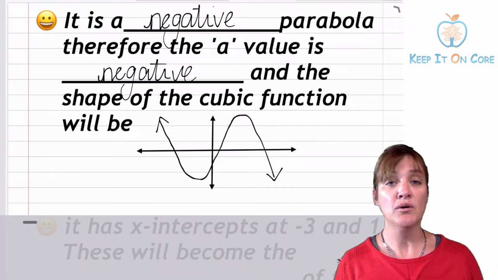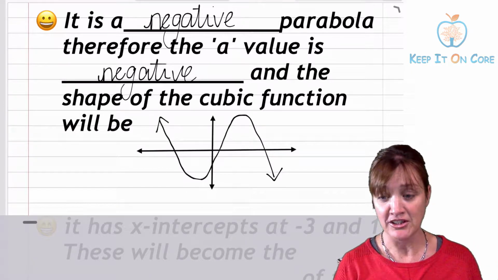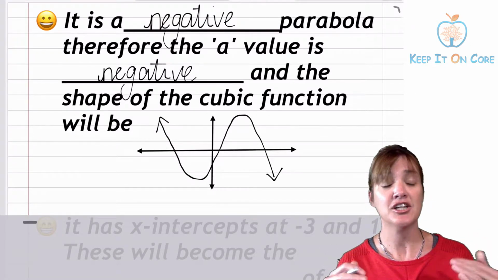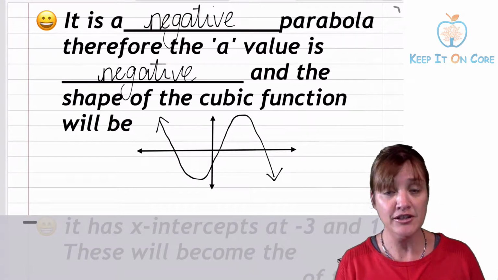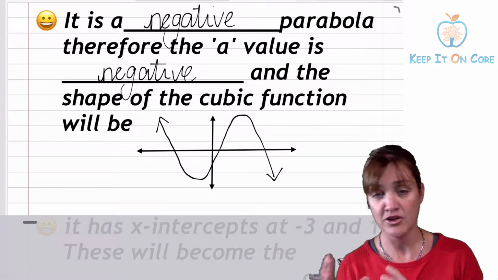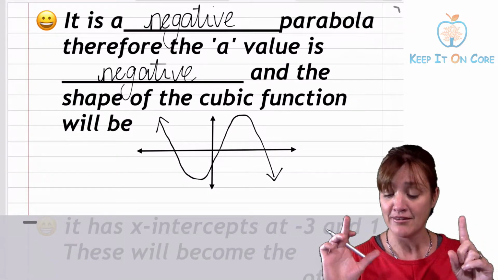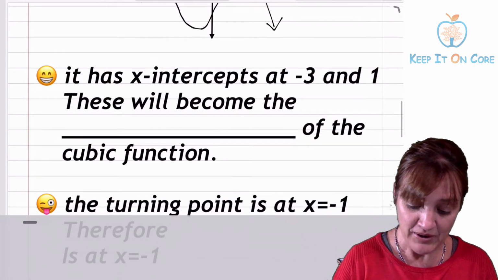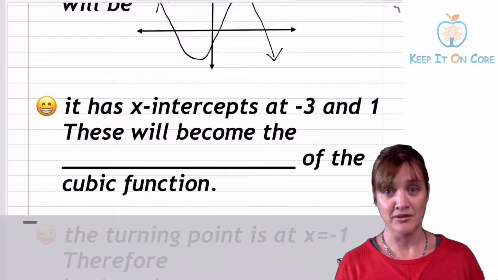So we already know what kind of shape the cubic function is going to take, and we could establish that by looking at the shape of your derivative function. A frowning derivative function means a negative cubic graph. A smiling derivative function means a positive cubic graph. Right, this is a really important part of the whole story here.